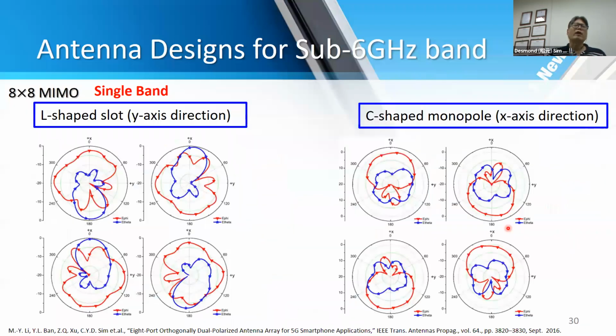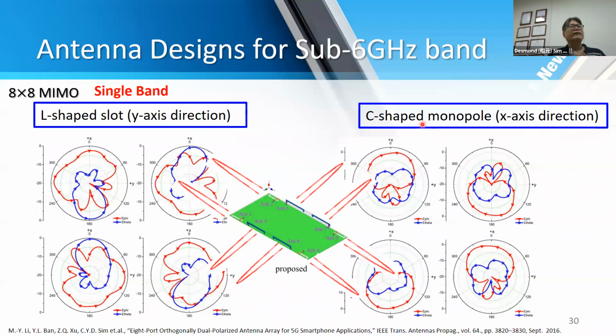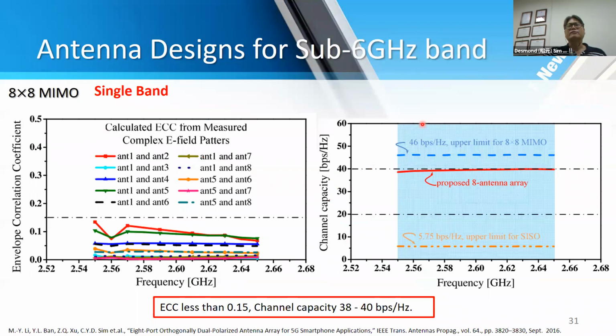You can see that the Y-shaped slot antenna will have a Y-axis direction, and the other one will have an X-axis direction. So if you look at this picture right now, you can see that the radiation patterns are pointing away from each other. This is very important for 5G antenna. Your radiation patterns must be pointing away from each other. Because of that, you can have a larger isolation between each antenna port, and then you can get a much better ECC. So I'm going to skip this.